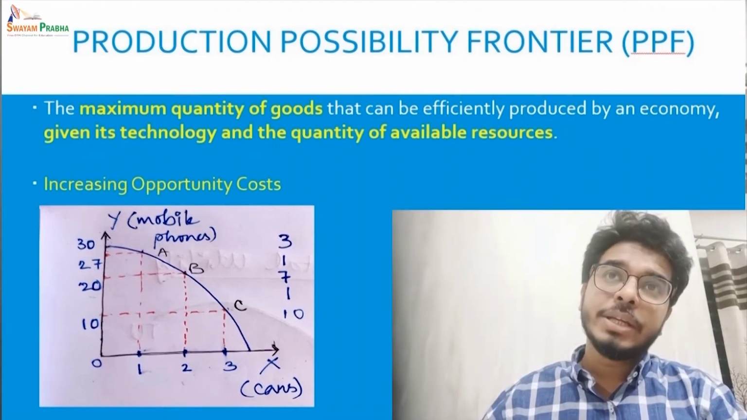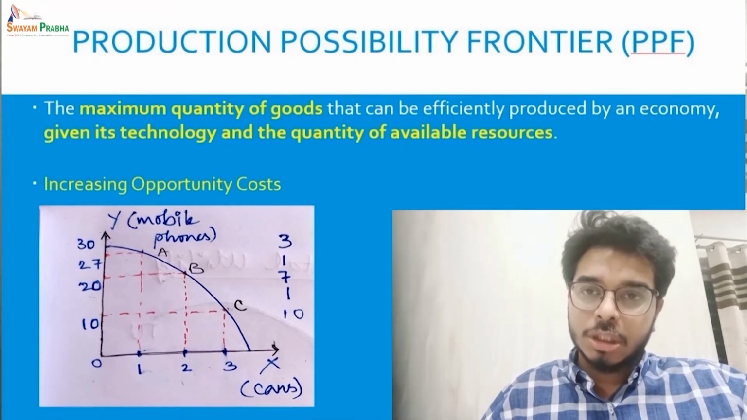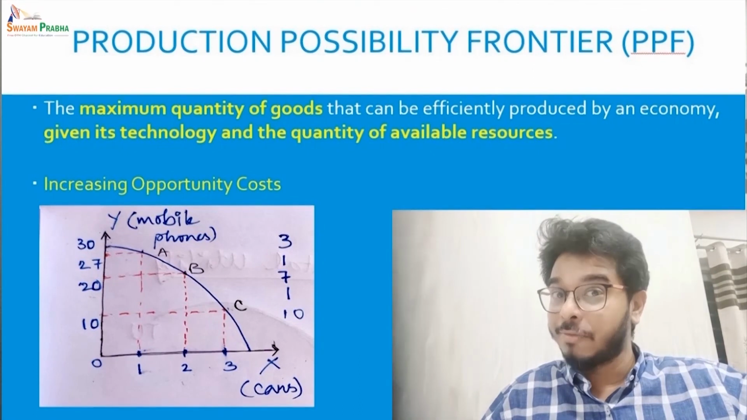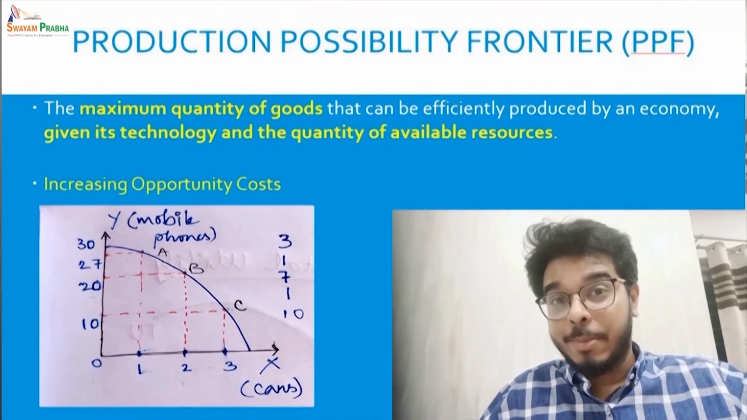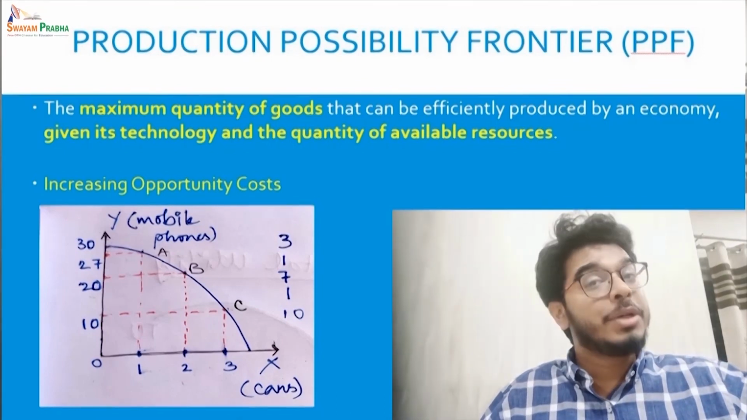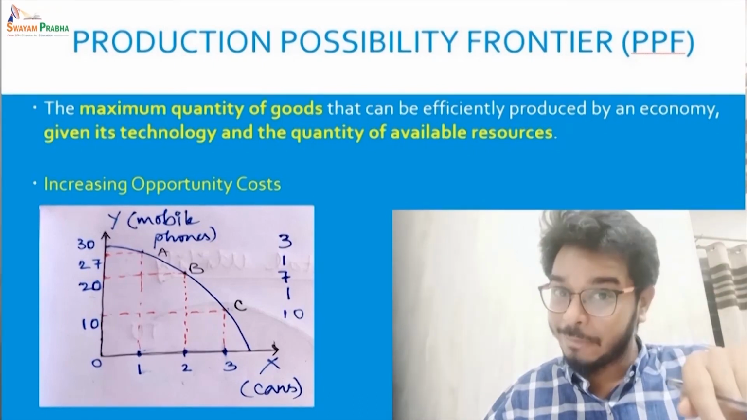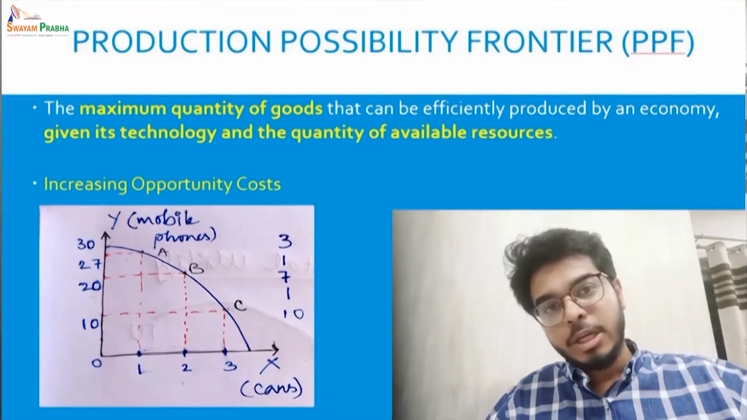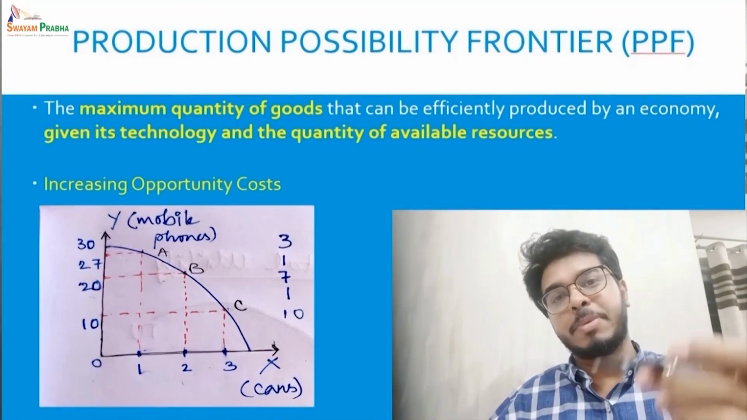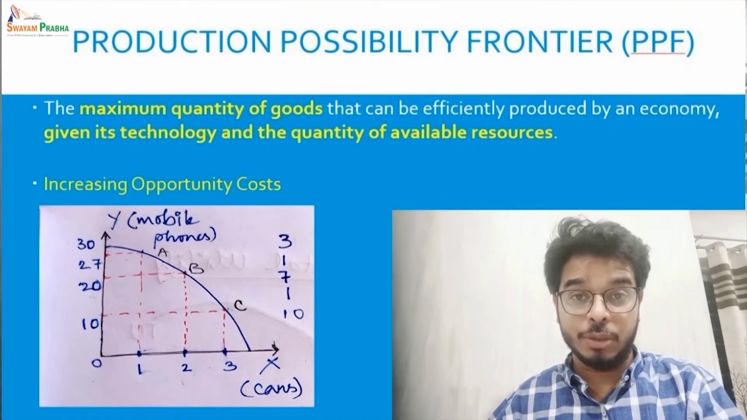Whenever we discuss production possibility frontier, we talk about opportunity cost, because in production possibility frontier, I told you about the efficiency given several choices. So whenever we have choices, we have opportunity cost, because we are taking one choice and letting go other choices. So there is opportunity cost. So production possibility frontier is basically concave to the origin. You can see in the screen, they are basically concave to the origin.